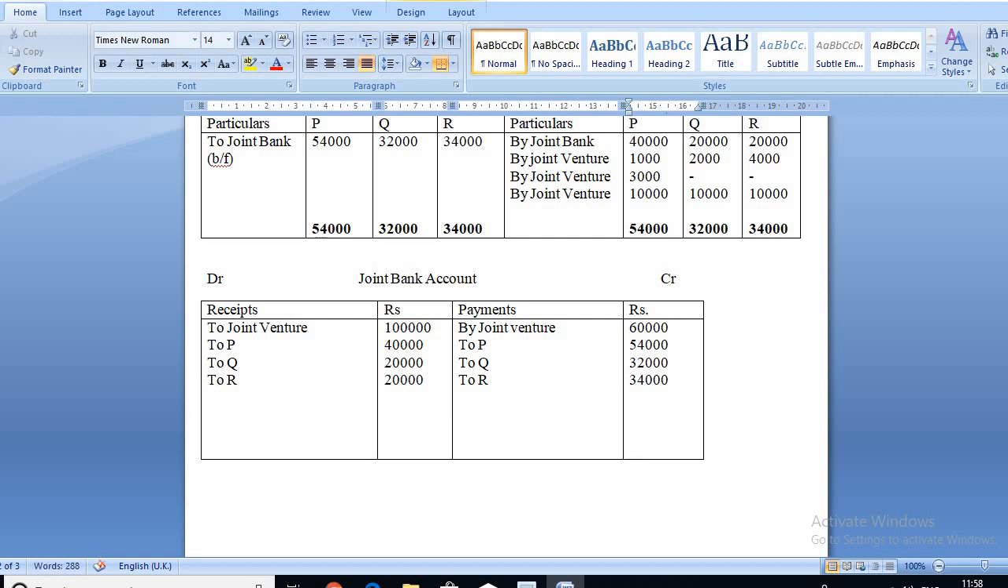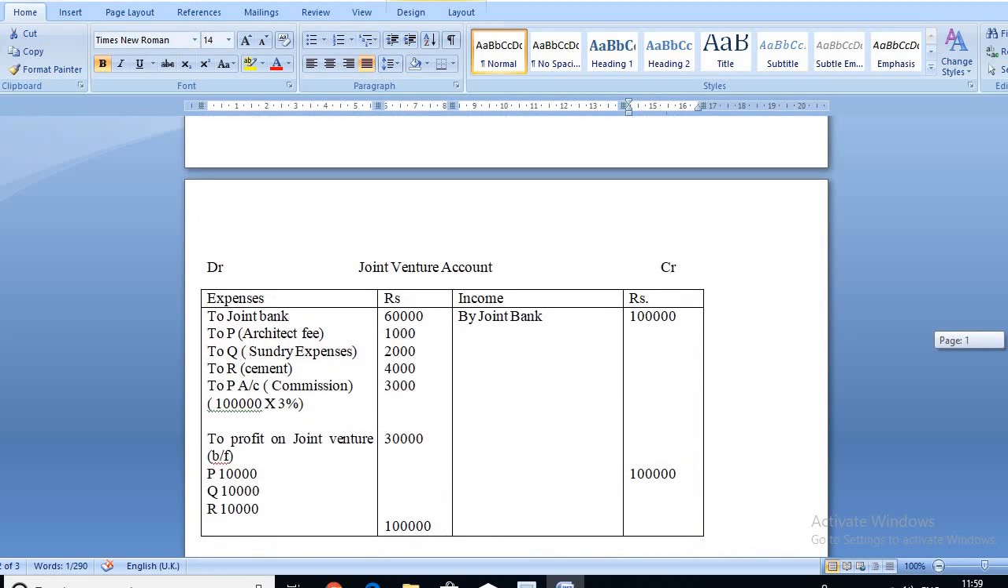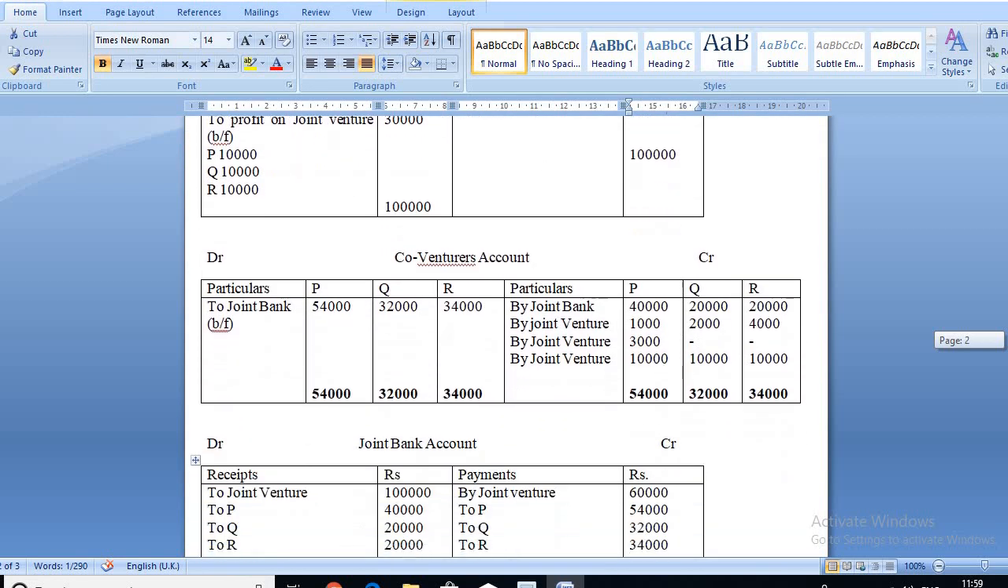So joint bank account, 60,000 plus 54,000 plus 32,000 plus 34,000. So 1,80,000. From my debit side, 1,00,000 plus 40,000 plus 20,000 plus 20,000. So 1,80,000. So joint bank account gets balanced. If this account balances, your answer is right. So this is joint venture account, this is co-venture account and this is joint bank account.